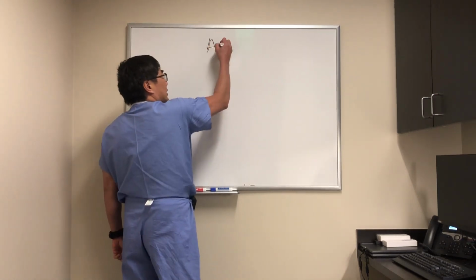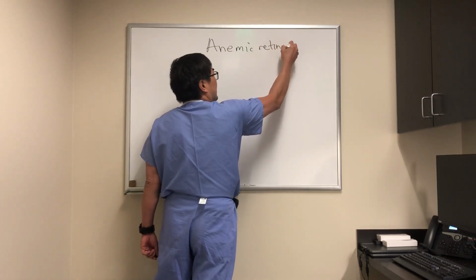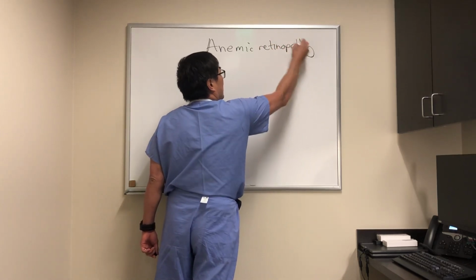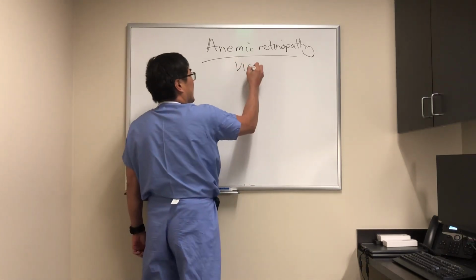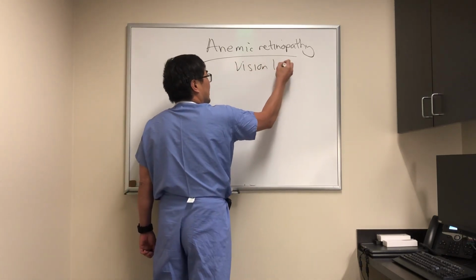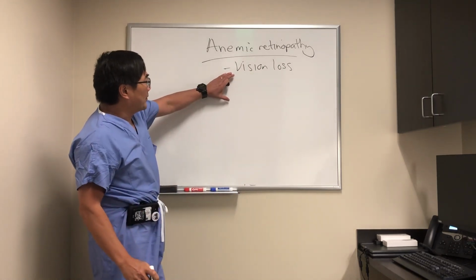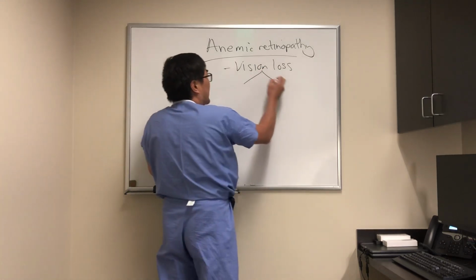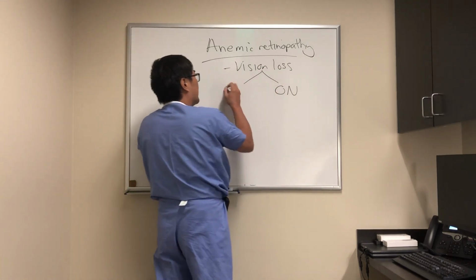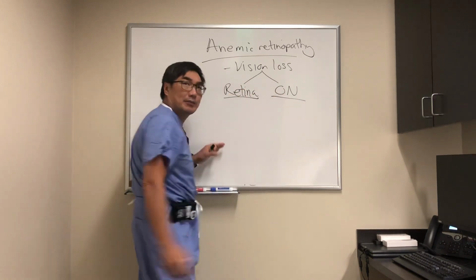So we're going to be talking a little bit about anemic retinopathy, and the reason you need to know about this is because sometimes we're called for vision loss and it's not clear what the etiology is, and this can come to us either from an optic nerve standpoint or a retinal standpoint. So from an optic nerve standpoint versus retina, normally we can just look in the back of the eye and see what the problem is.